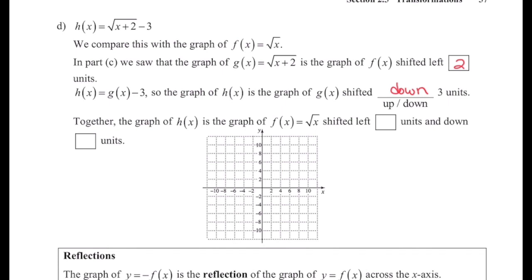So together, when we put them both with the shifting left and the shifting down, we know that our parent function is going to be shifted left 2 units and down 3 units. Let's see what this might look like on Desmos.